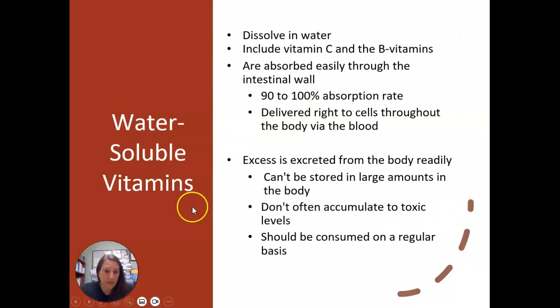How about water soluble? As the name implies, water soluble vitamins dissolve in water. They include vitamin C and the list of B vitamins. These are absorbed easily through the intestinal wall, again, of the small intestine. They have about a 90 to 100% absorption rate. They do not need fat for absorption.